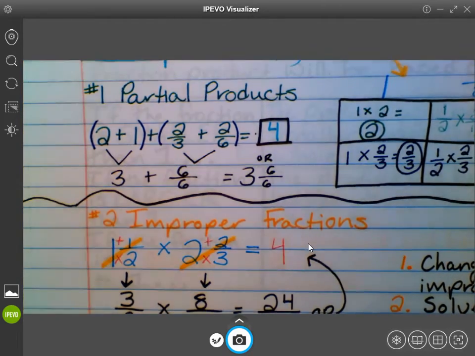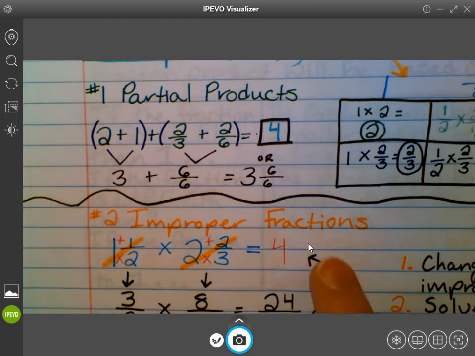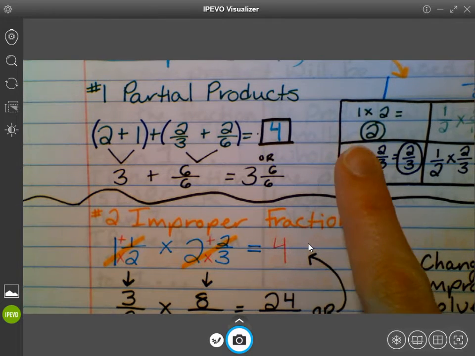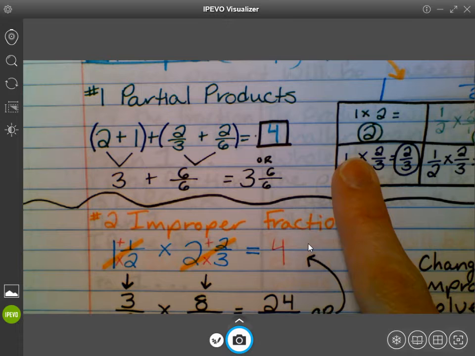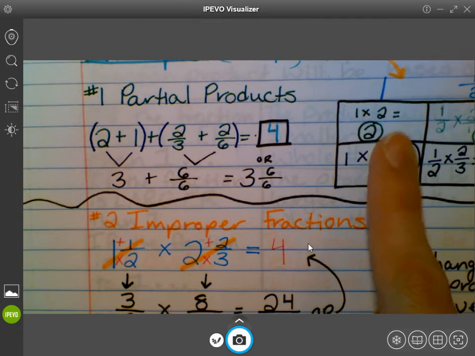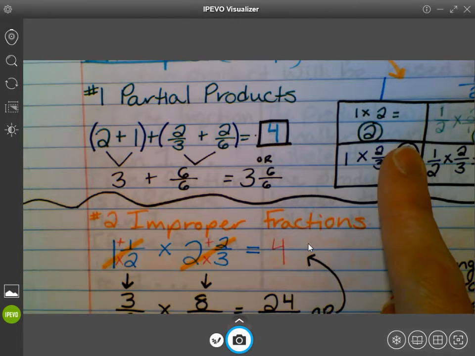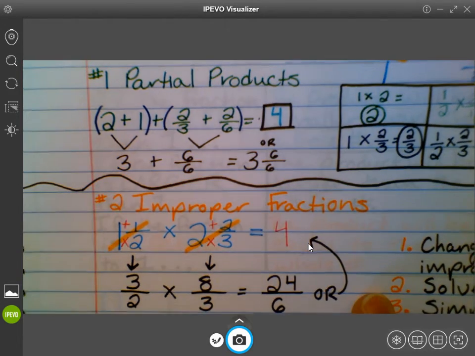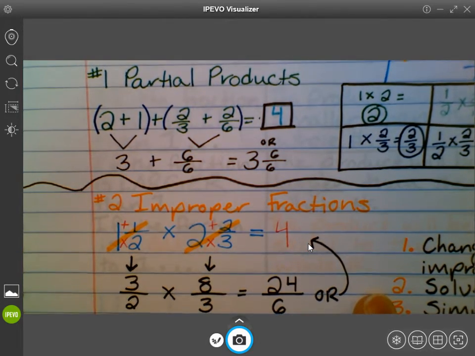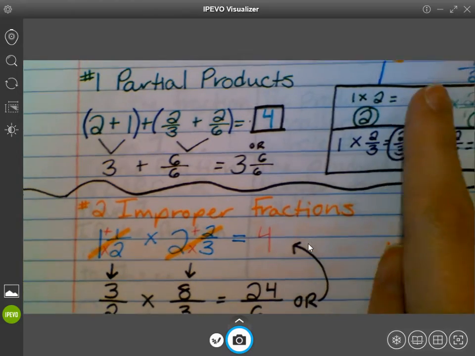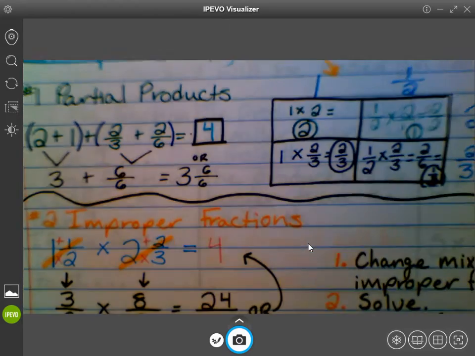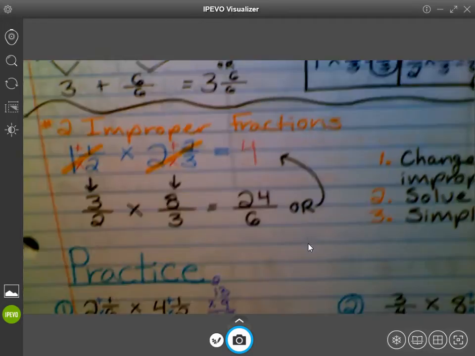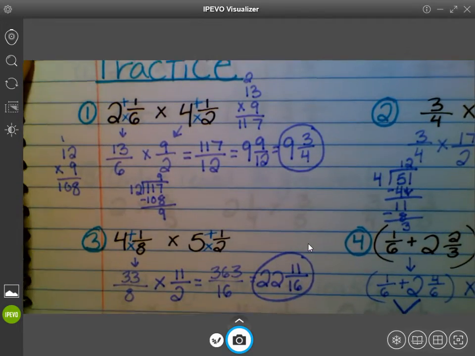So the way you guys can think of it with the partial products method, you're doing more steps right away. True, so you're doing more steps right away with the partial products method, but with the improper fractions, you're doing more steps after you get the answer with the simplifying. So it's up to you whether you want to do more steps here or if you want to do more steps with simplifying. So again, you pick the method that works best for you.